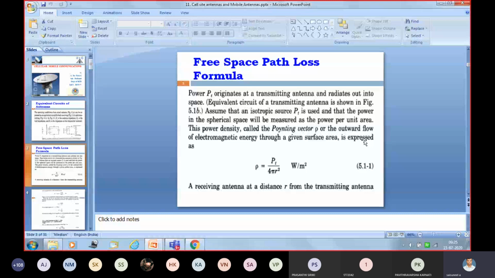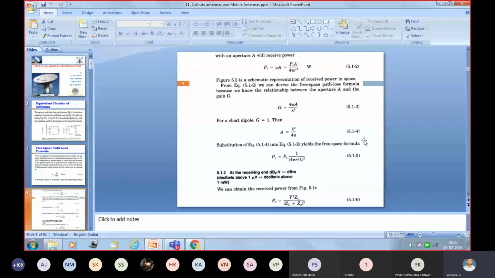Once we transmit the signal with transmitting power PT, the receiving power is PR. Then PR is equal to rho, where rho is the Poynting vector, multiplied by the aperture. It depends upon the transmitting power and the aperture. What is the aperture? I think you know the term aperture, right?